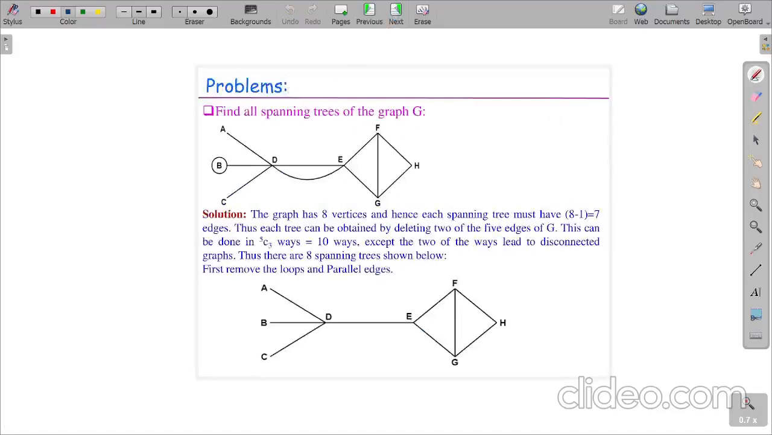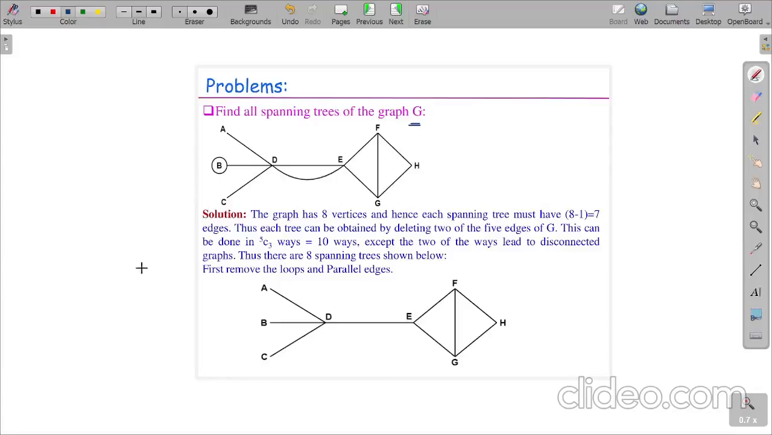Find all the spanning trees of the graph G. So this is our graph G. From this graph we have to find out all the spanning trees. So the graph G has 8 vertices and hence each spanning tree must have 8 minus 1, that means 7 edges. Thus, each tree can be obtained by deleting 2 of the 7 edges of G. This can be done in 5C3 ways, except that 2 of the ways lead to a disconnected graph. Thus, there are 8 spanning trees shown below.